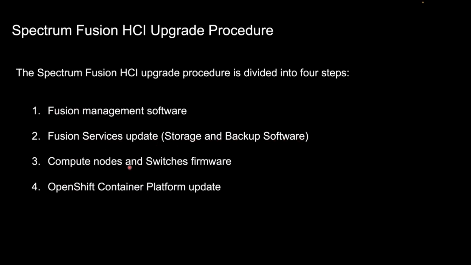And then you update the firmware if we deliver a new firmware package, like we do with Spectrum Fusion 2.3, for example. You update the firmware of the switches and of the nodes. And then you update the OpenShift Container Platform. The update operator delivered by Red Hat to update the OpenShift Container Platform is done so well that it doesn't make any sense for us from Spectrum Fusion to write a wrapper around this operator. So this is done natively in OpenShift.